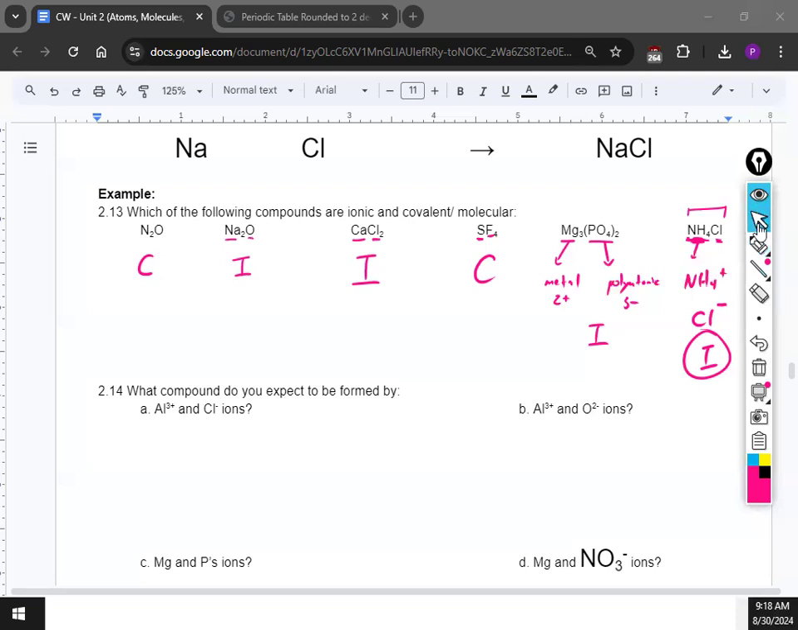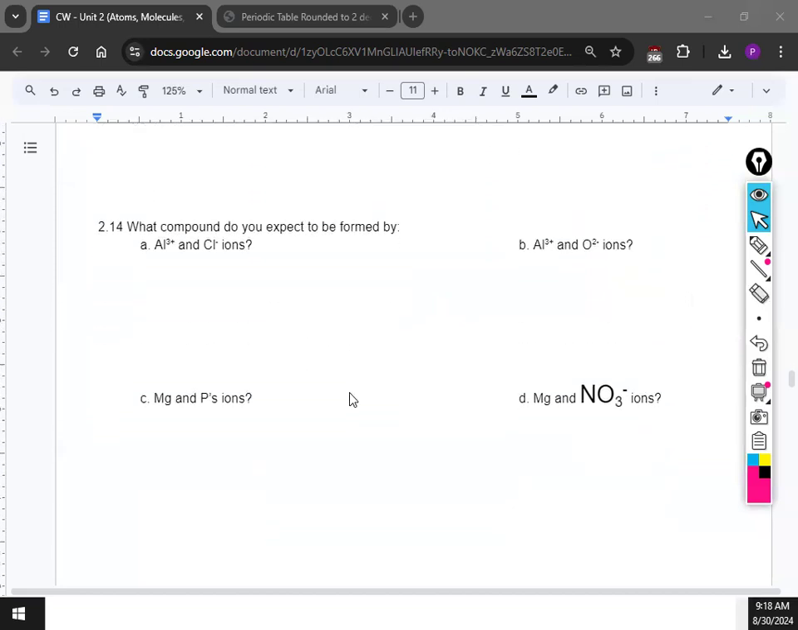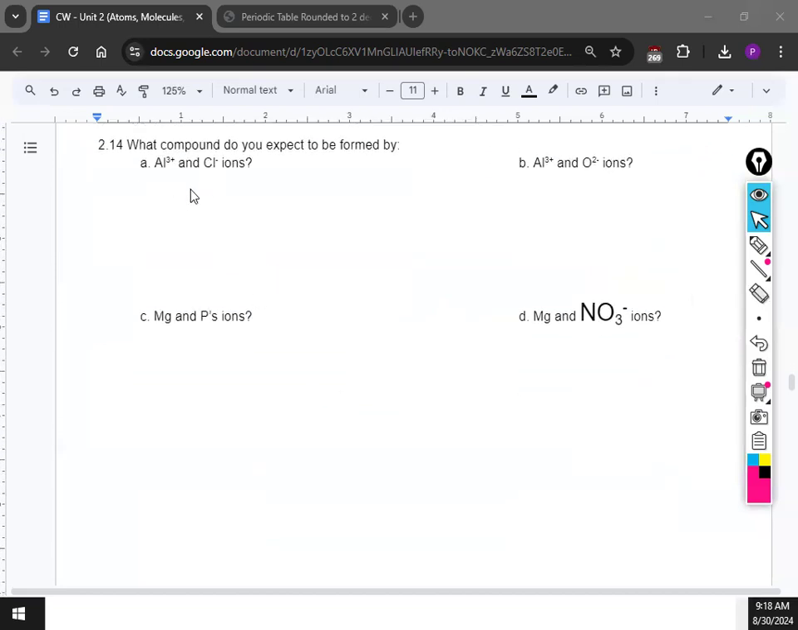Okay. Any questions on covalent ionic? All right, let's go to 214. But that's the only thing you can have on your periodic table, okay? Only the polyatomic ions. I'm going to check everybody's periodic tables during the test, and if there's something else, then I will fail you, okay? All right, let's take a look at 214.